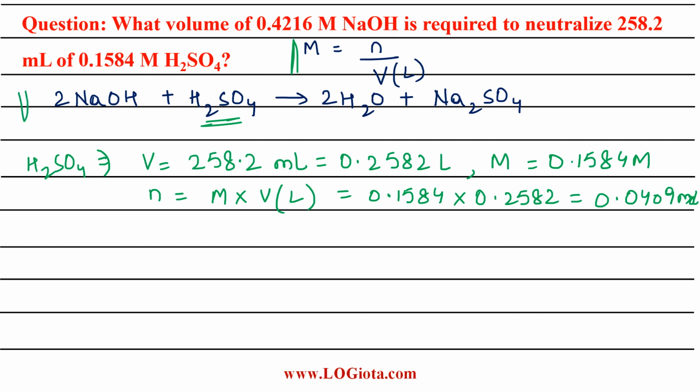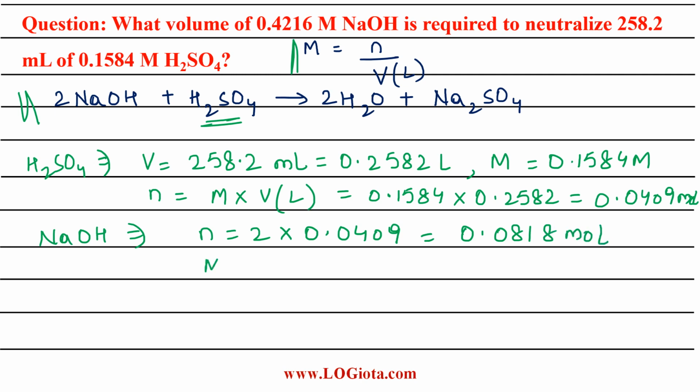Now we know the moles of H2SO4. From this reaction, we know that for 1 mole of H2SO4, 2 moles of NaOH is required. So from here we can say that NaOH required will be n equal to 2 multiplied by 0.0409. On calculating this, we get 0.0818 moles. Now for NaOH, we know the number of moles, we know the molarity also. So molarity from the question is 0.4216 molar. Now we can calculate the volume.